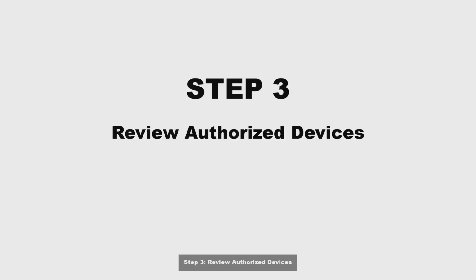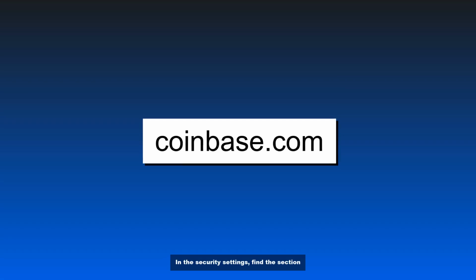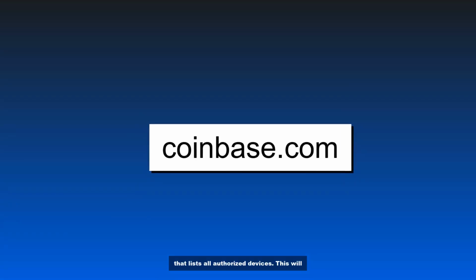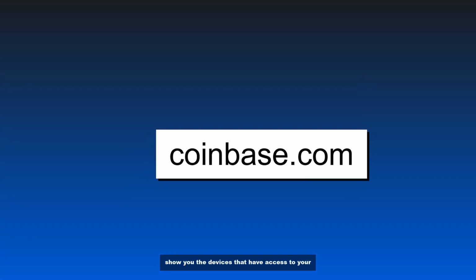Step 3. Review authorized devices. In the Security Settings, find the section that lists all authorized devices. This will show you the devices that have access to your account.